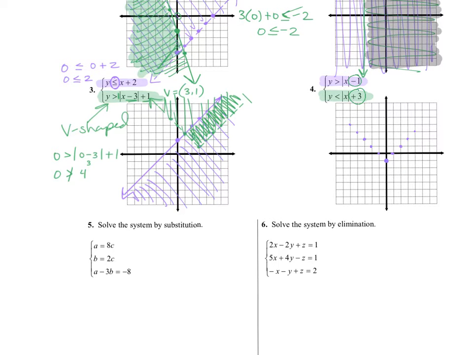Okay, so we take a straight edge and we draw those lines in. These are dotted, right, because it's greater than, it's not greater than or equal to. So a dotted line there and a dotted line here.